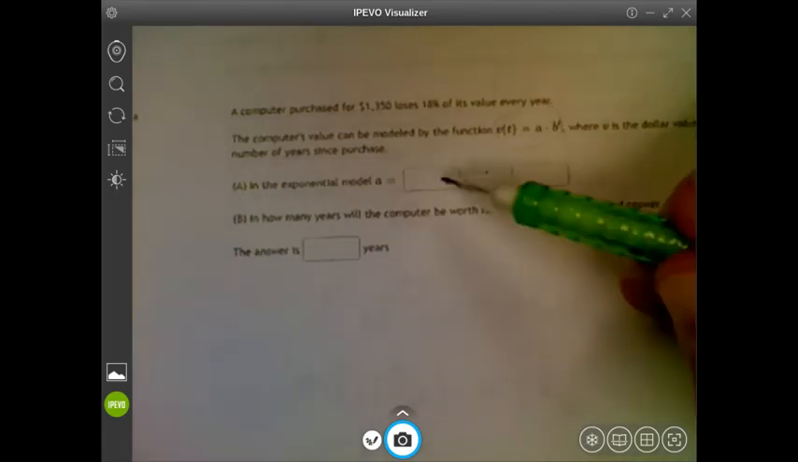A computer purchased for $1,350 loses 18% of its value every year. The computer's value can be modeled by the function v of t equals a times b to the power of t, where v is the dollar value and t is the number of years since purchased. And then it says, in this model, what is A and what is B? So what they're really saying is write this equation and tell us what number you put in for these two values as opposed to just writing the whole equation.